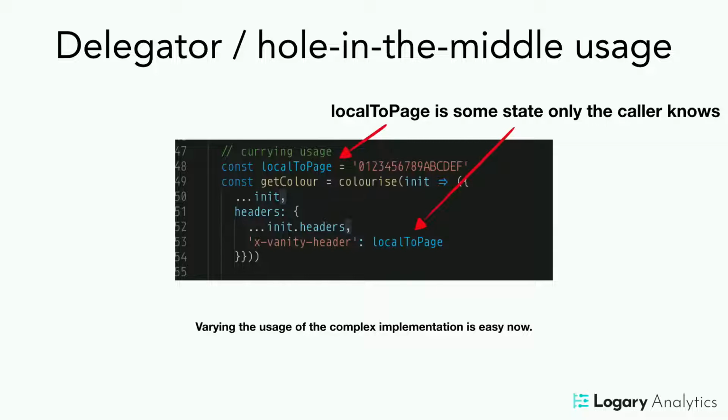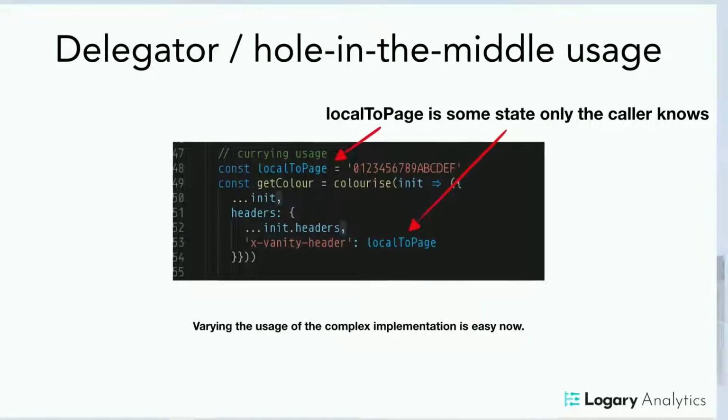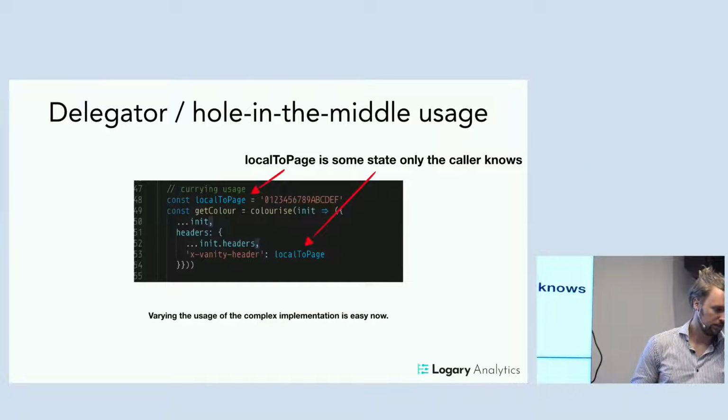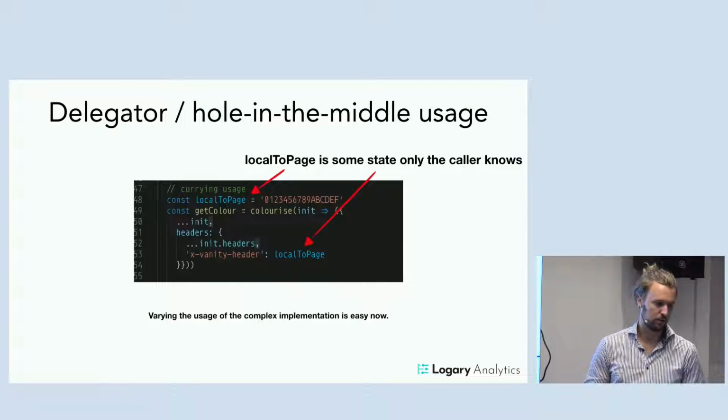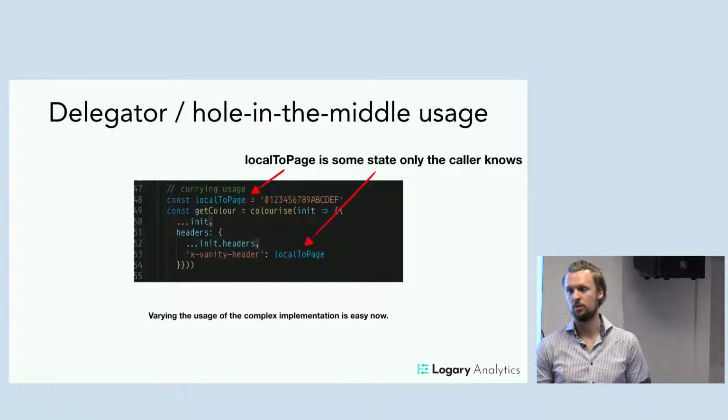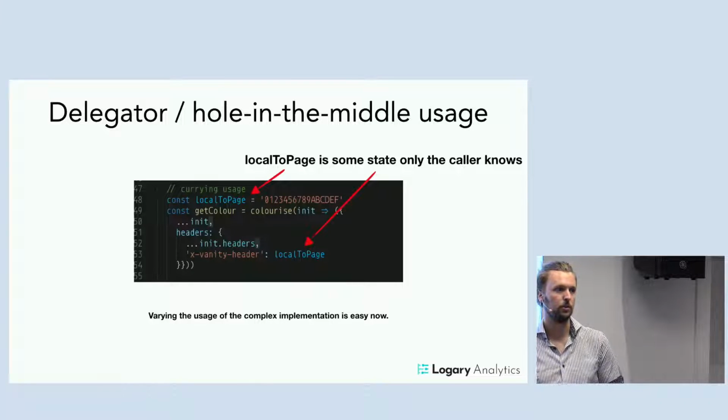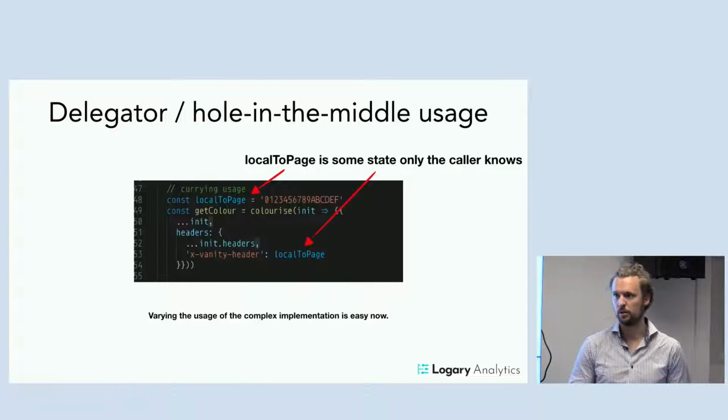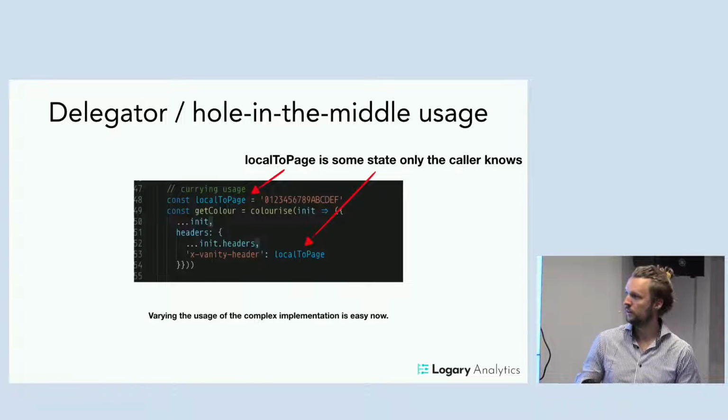So then the way you can use this is by having a call to colorize, and then you pass in the local, the contextual data, which you can't otherwise access inside of your complex function. So for example, if the user has typed something in, like 0, 1, 2, 3, etc., local to the page, then that's not something that your complex function will know about. So you want to reconfigure it where you call it. And that's when this is neat.